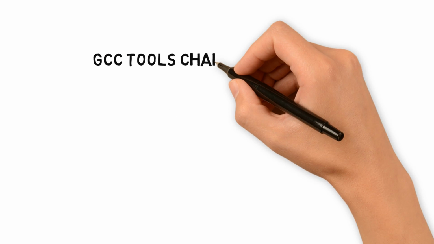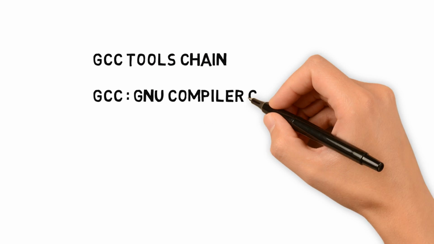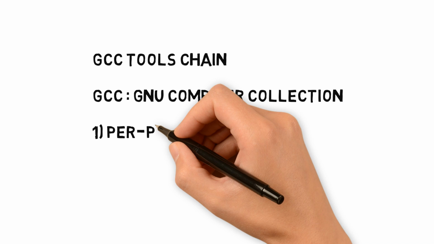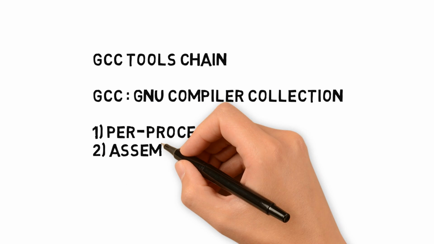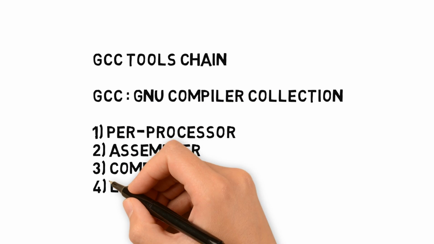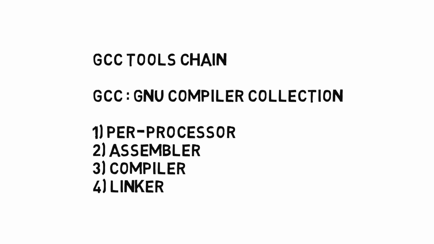Hello everyone. In this video, we will discuss the tool chain. It means what are the different tools and utilities involved when any source program is compiled, up to execution. We are going to learn the GCC tool chain. GCC stands for GNU Compiler Collection, and we have also seen what GNU is.